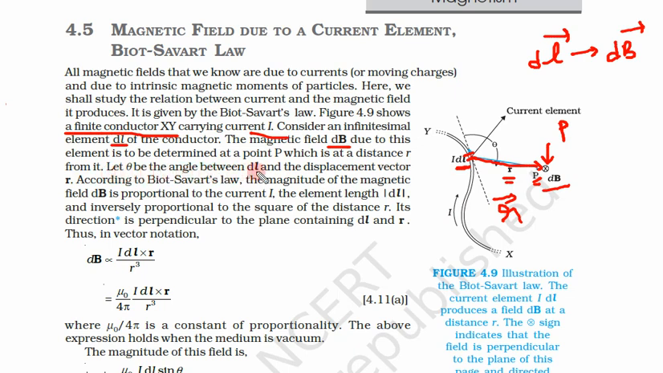Let theta be the angle between dl and r. So there is an angle between this dl element and this r. Theta is the angle between dl and the displacement vector r.